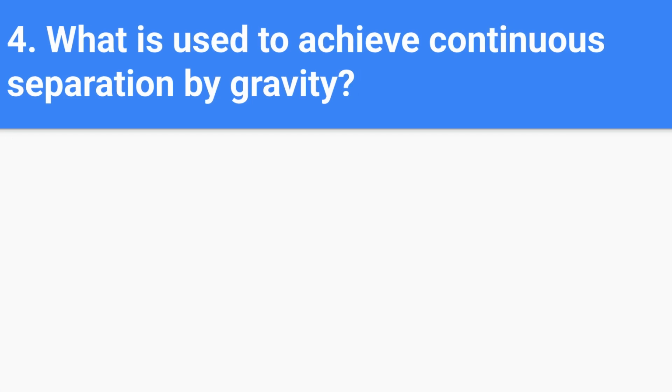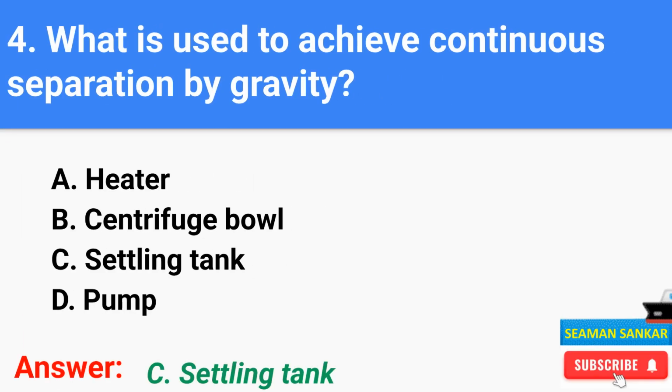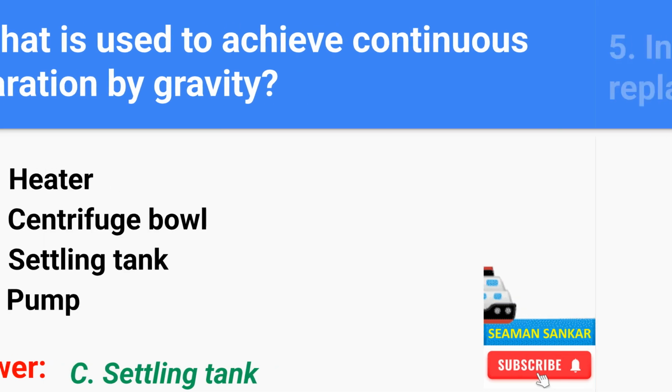Question 4. What is used to achieve continuous separation by gravity? A. Heater. B. Centrifuge bowl. C. Settling tank. Or D. Pump. The correct answer is C. Settling tank. Settling tanks allow gravity to separate continuous flow of liquid and particles.